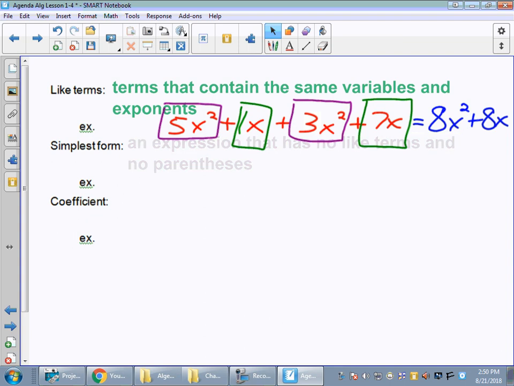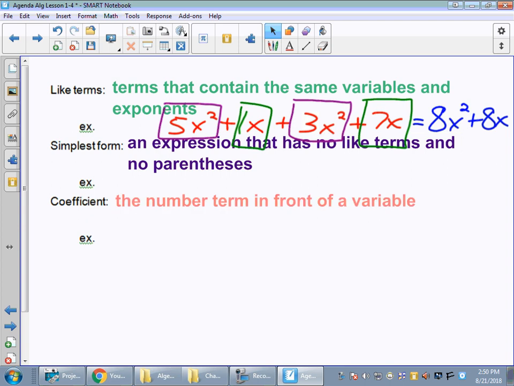Simplest form, when we've finished simplifying, is an expression that has no like terms and no parentheses. There's no other further things we can do with it. It's in its simplest form. We're using the distributive property with the parentheses, and we're combining like terms with the like terms. I don't think we need an example for that one.